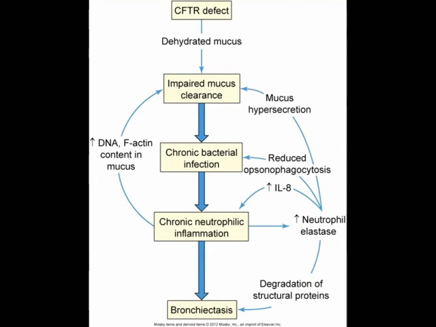So this diagram here is showing that we have this underlying defect occurring with cystic fibrosis, causing the dehydrated mucus, impaired mucus clearance, etc., and leading all the way down to the patient developing bronchiectasis as a result of all of the problems occurring with the mucus and with our inflammation and connective tissue damage.